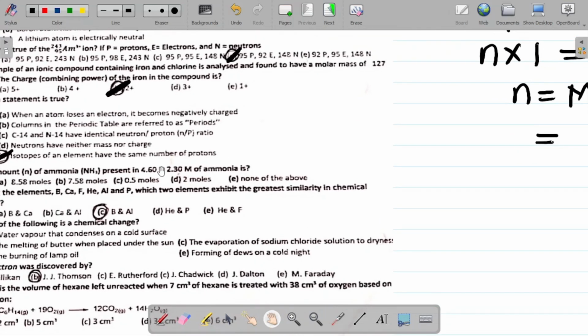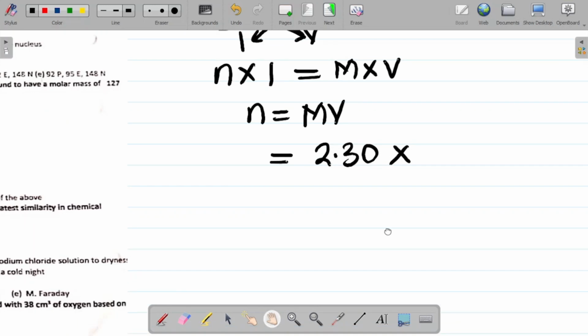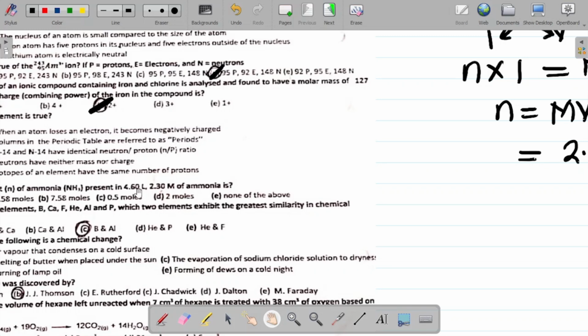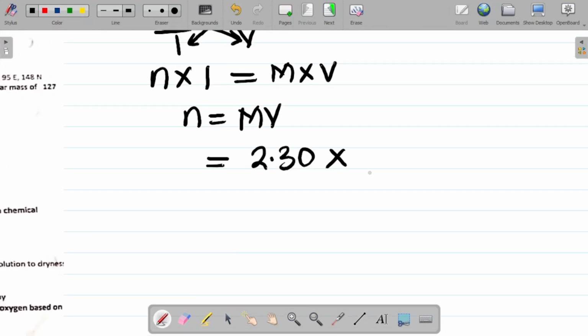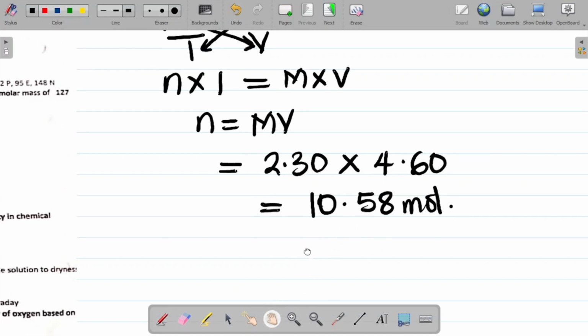What's the molarity here? 2.30 M. That's the molarity. So it becomes 2.30 times V. V is the volume. Volume here is in liters, 4.60. If I multiply 2.30 times 4.60, my answer gives me 10.58. By the way, n is measured in mole, MOL. That's your short form, right? That's like the SI unit. Some will use MOLE, which is still fine. So my answer is 10.58.